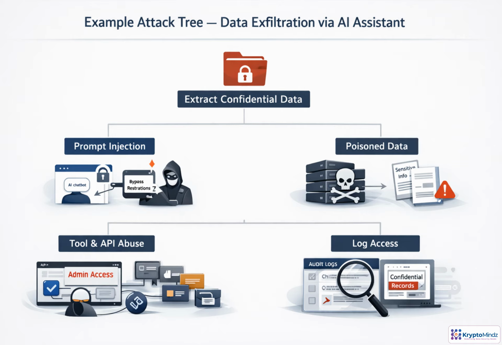In this example, the attacker is not trying to break the model in one move. They are looking for any path that makes confidential data appear in an answer, tool result, or log. Prompt injection targets instructions. Poisoned retrieval targets the knowledge source. Over-permissioned APIs target access boundaries. Exposed logs target the operational trail. Each path points to a control, such as validation, filtering, authorization, logging limits, or human approval.